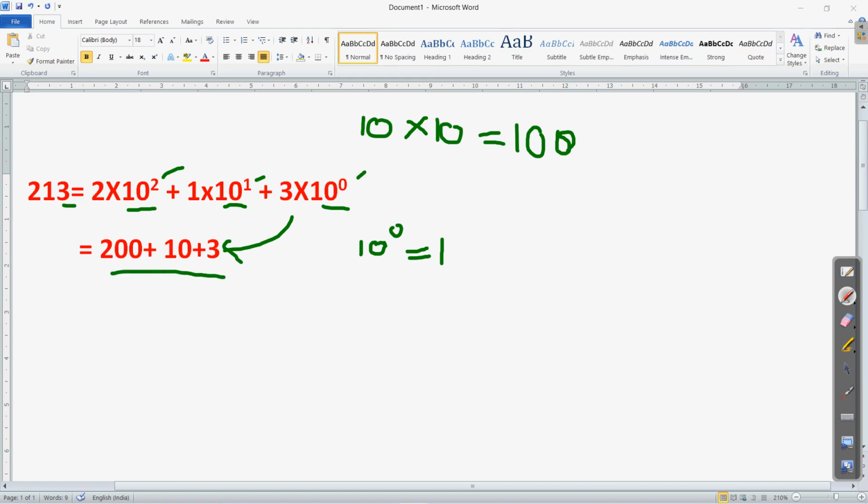So here again we are getting 213. Then again the question is why we are writing this? We are writing this to understand the concept of positional values according to the number system which we are using.